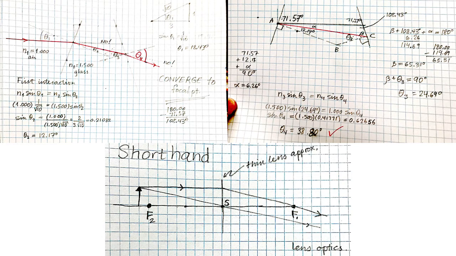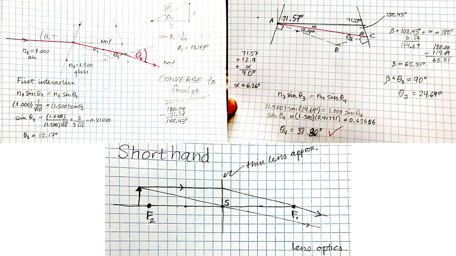Come on, get your rigs out. Yeah, 0.21082. Okay, so theta 2 is equal to the inverse sine of that. So what do you get for inverse sine?